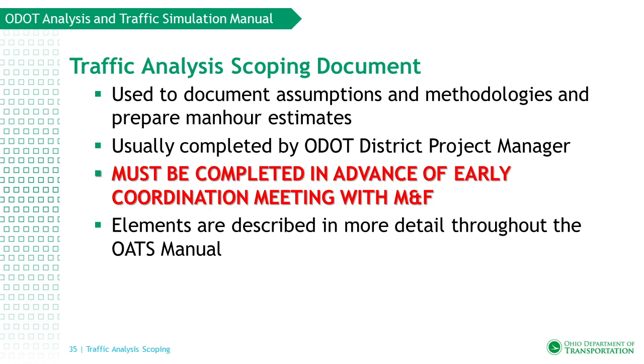In summary, the traffic analysis scoping document is a helpful tool that is used to document assumptions and methodologies that will be employed during the traffic analysis. The document also is used to help determine the level of effort required to perform the analysis when preparing man-hour estimates. The form is usually completed by the ODOT District Project Manager and is only subject to review by ORE if ORE will be reviewing the analysis. It must be completed in advance of the early coordination meeting with modeling and forecasting. All of the elements included in the scoping document are described in more detail in specific chapters throughout the OATS manual.